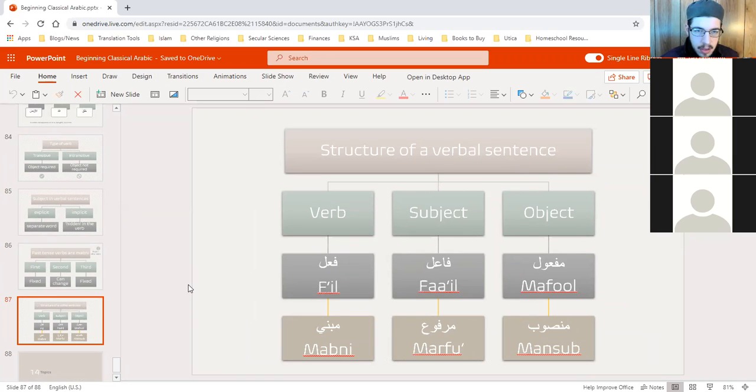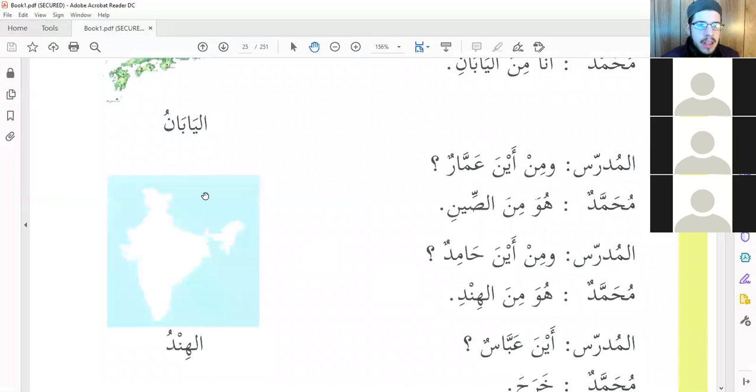Excellent. Okay. So let's get back to the book, inshallah, and I'll get into, again, the structure of why we started with past tense verbs. What are the essential parts of a past tense verb? We'll get into that, but let's get back to the book to get into it, inshallah.